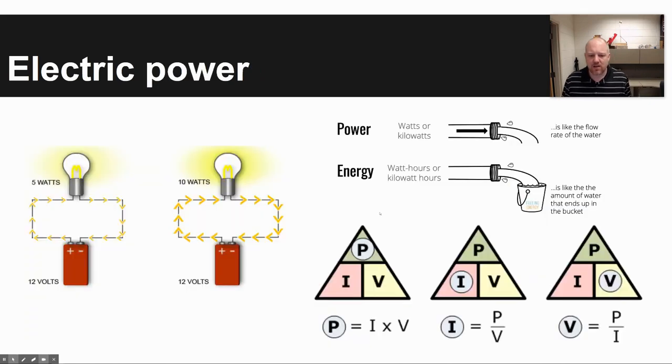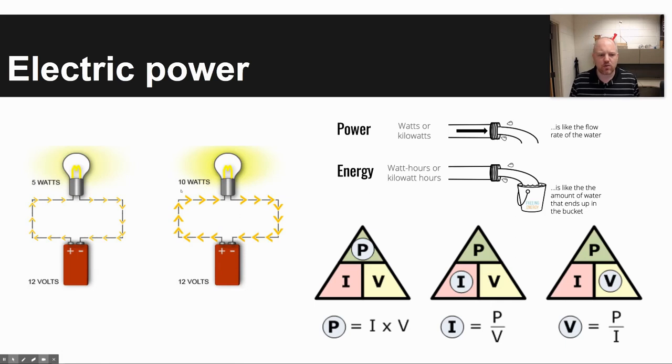Electric power is the final concept, I guess the final unit, that we're going to talk about. And this is one you might be a little more familiar with from chargers. So if you have a fast charger for your phone, you might charge at like 20 or 45 watts. Watts are the units for power. Watts, kilowatts. It's like the flow rate of water. And so you can see in the picture on the left-hand side, if you have a battery and a light bulb and there's 5 watts of power, the light bulb's not very bright. In the example on the right, if you have 10 watts of power, it's brighter.